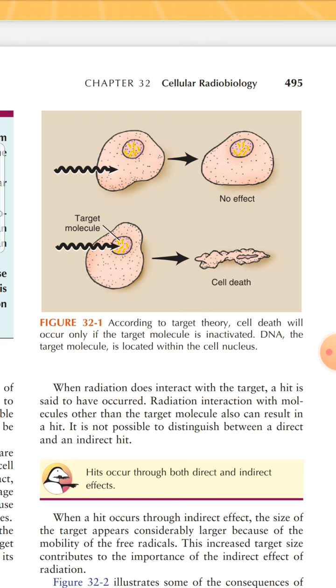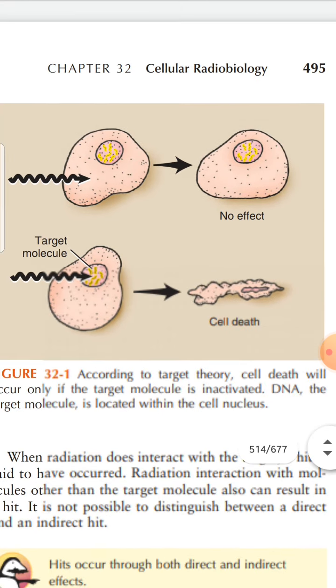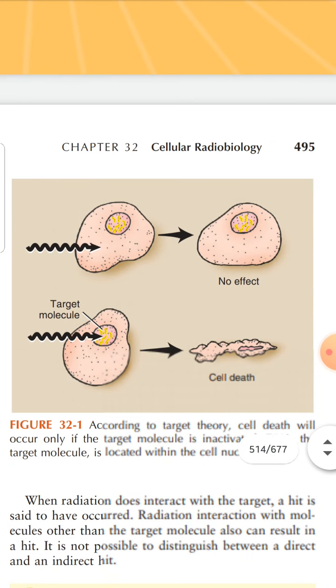So this is the concept of the target theory, and according to it, for a cell to die after radiation exposure, the target molecule must be inactivated. And this figure is explaining the whole basis of target theory.